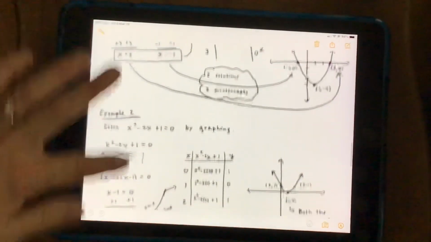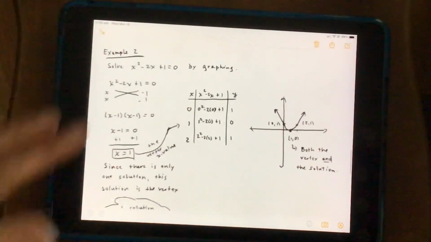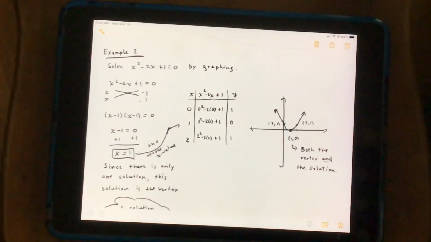Now we're moving on to example 2. It will be a little different. Example 2 is going to show us what happens when there is only one value for x. So we're going to first solve our quadratic equation that is set equal to 0 by factoring, and that will factor into x minus 1 times x minus 1 is equal to 0. And when I realize that I have 2 factors that are the same equal to 0, I just simply set one of those factors equal to 0 and find out x is 1.